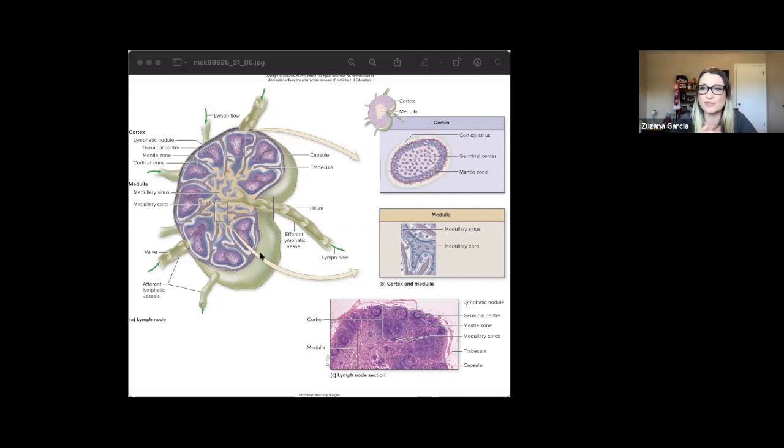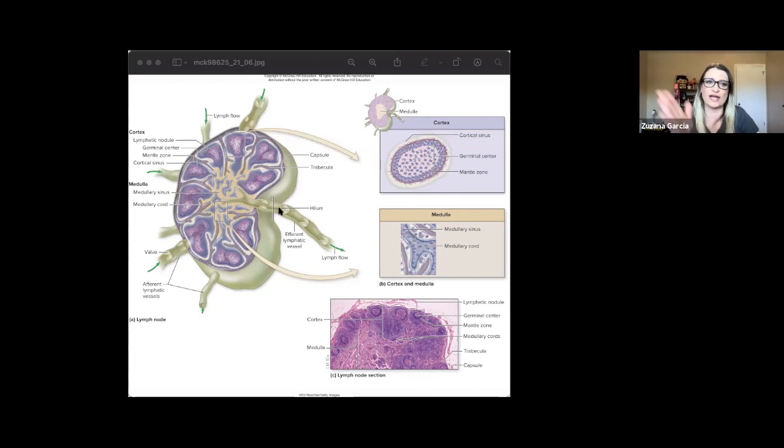Some things that are important to point out. Look at how many vessels are bringing lymph to the lymph node. If you look at the green arrows, that signifies the direction of lymph. These vessels that bring lymph to the lymph node are known as afferent lymphatic vessels. I really try to emphasize the A versus the E part, okay? Afferent is the entry, they bring the lymph to the lymph node.